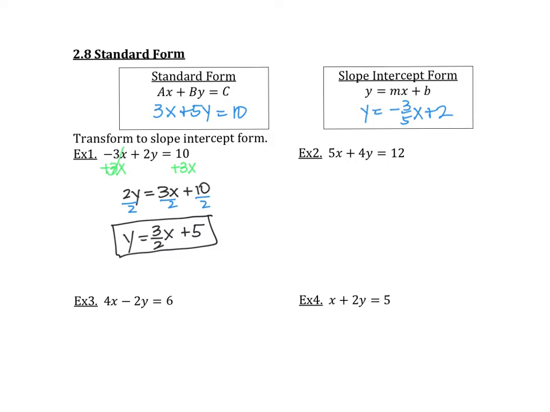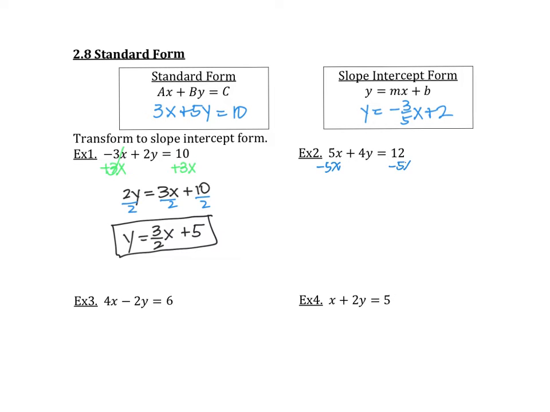We're going to try the same thing with example 2. It's in standard form. It says 5x plus 4y equals 12. I want it to be y equals something. I want the y to stay here, so I want to cancel the 5x. This is a positive 5x. So to cancel a positive 5x, I'm going to minus 5x.